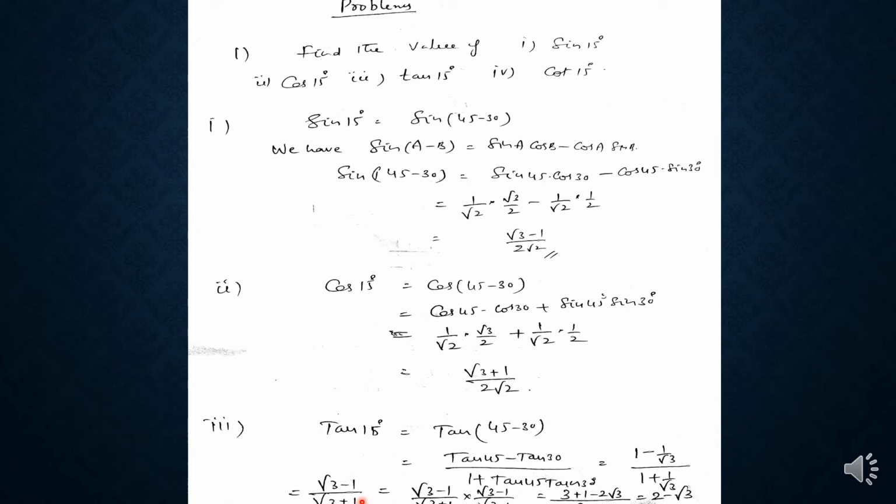To simplify this value by rationalization, that means by multiplying and dividing with root 3 minus 1, we get in the numerator root 3 minus 1 whole square, here in the denominator root 3 plus 1 into root 3 minus 1. So the numerator is in the form of a minus b whole square, and the denominator is in the form of a plus b into a minus b, which is equal to a square minus b square, that is 3 plus 1 minus 2 root 3 by 3 minus 1, that is 4 minus 2 root 3 by 2, that is equal to 2 minus root 3. So this is tan 15 degrees.